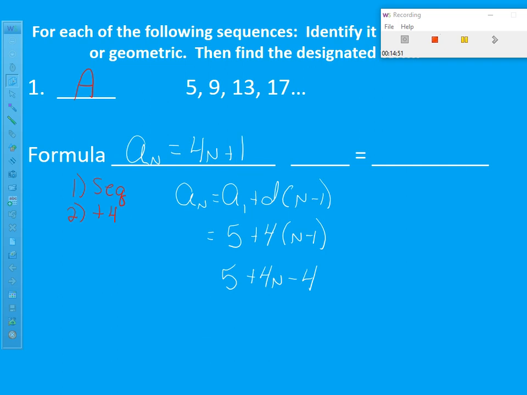Now, do not miss these. Plug in 1 and plug in 2. 4 times 1 plus 1 is 5. 4 times 2 plus 1 is 9. Those better be the first two terms of your sequence. If they're not, you messed up. Now, for the second part, I'd like to find the value of the 15th term. Well, we're just going to go 4 times 15 plus 1. Run that through your calculator. Going to get 61 to be the 15th term.